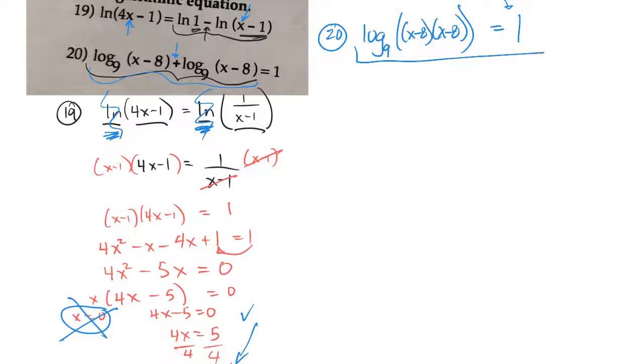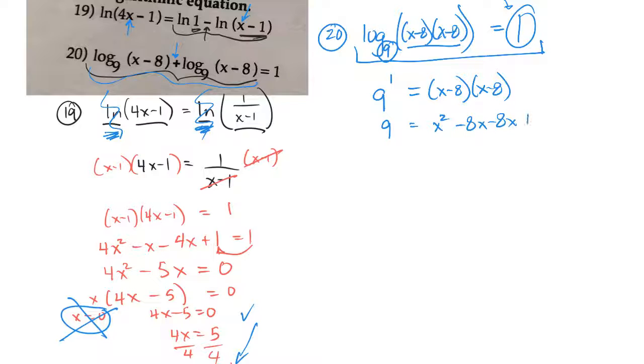So if you want to change the form of this from log form to exponential form, it'll be 9 to the first is equal to this stuff. X minus 8 times x minus 8. Okay, so 9 to the first is just 9. Let's FOIL this, x squared minus 8x minus 8x plus 64. So I get x squared minus 16x plus 64. And then I'll bring the 9 over and subtract. Because it's a quadratic, I want to make it equal to 0. 64 take away 9, I'm calling 55.